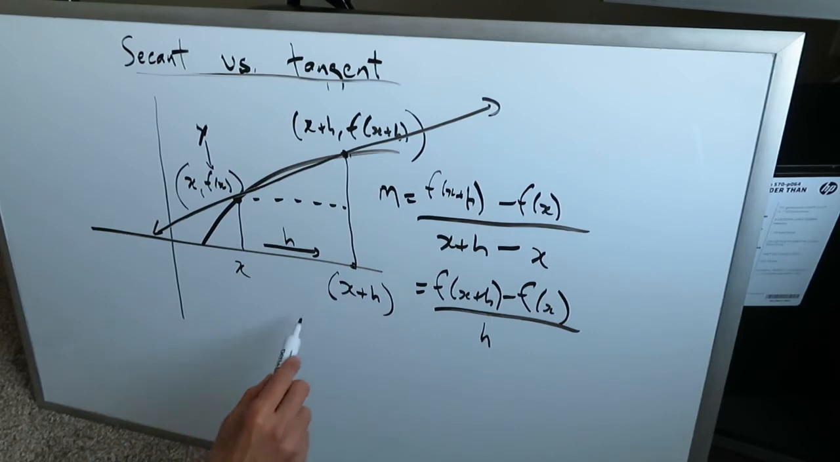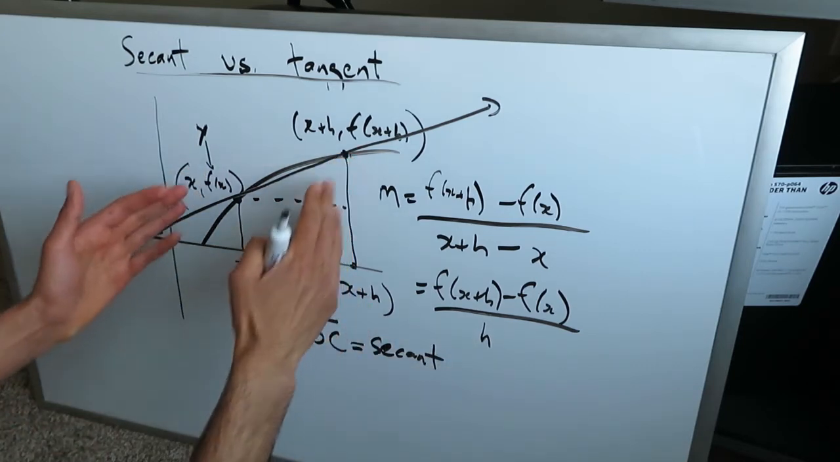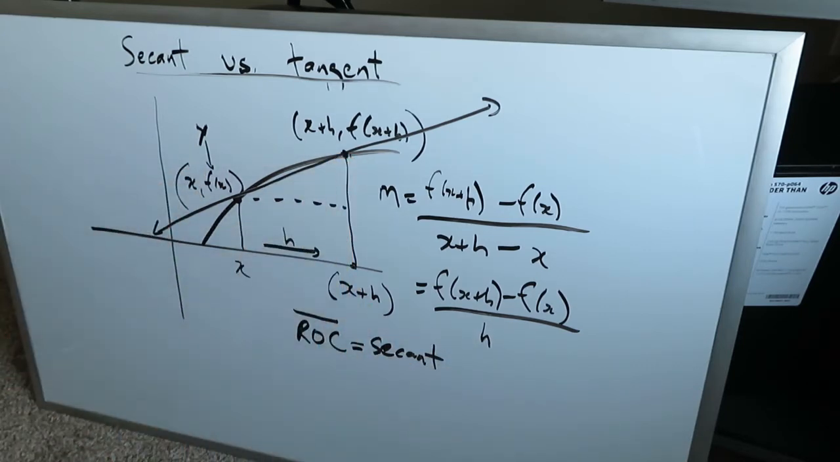Alright, average ROC. And here's a formula for average ROC, an abbreviation. You put this line on top, it means average rate of change. And this is derived from a secant line. Alright, the points on a secant line will give you the average rate of change.